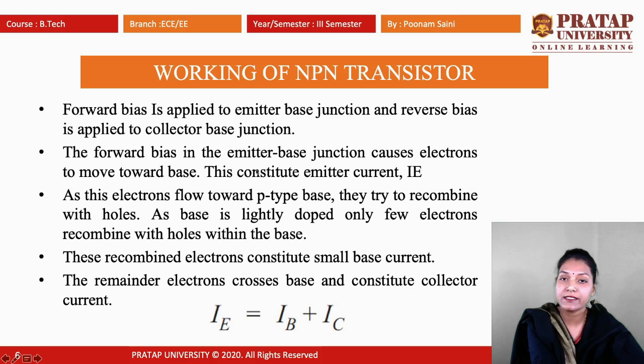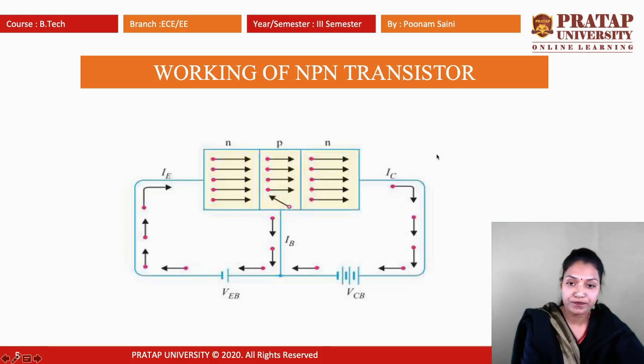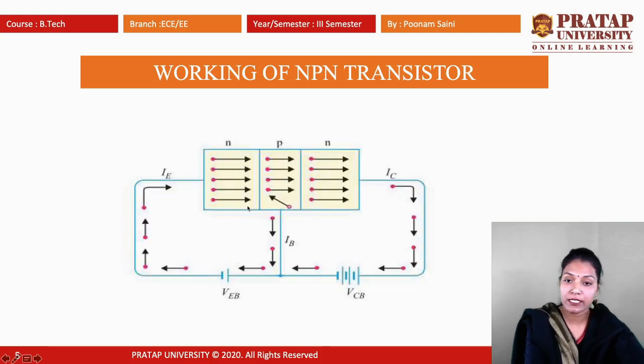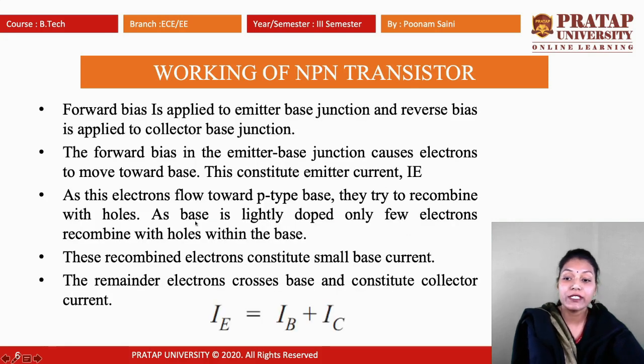The forward bias in the emitter-base junction causes electrons to move towards the base. Because of this forward bias, the electrons move towards the base, and this constitutes the emitter current IE. As these electrons flow towards the p-type base, in the NPN the electron travels from N to P, that means emitter to base, they try to recombine with holes.